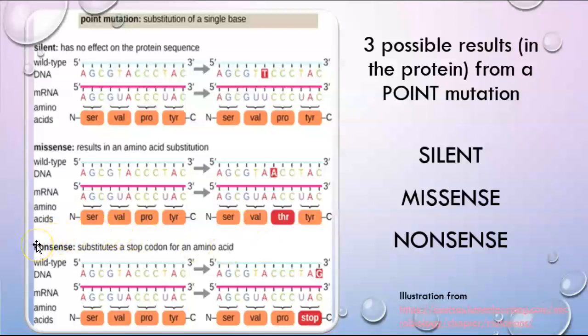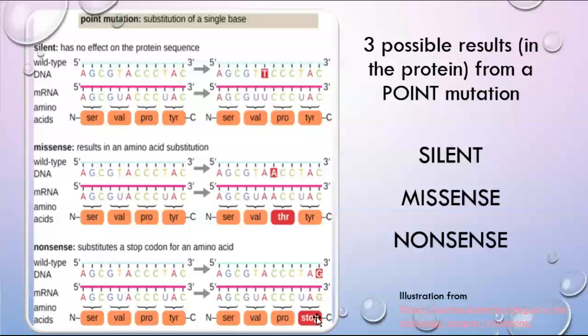A nonsense mistake or error is very specific. I actually want you to think of it as a "no sense," because "no" is going to mean stop. Instead of coding for tyrosine, UAC, the error mutation in the DNA strand ends up, instead of coding for UAC, coding for UAG. And UAG is a specific codon for stop. So this protein is going to end up stunted. It's going to end up being maybe much shorter than it's supposed to. So it is a no sense.